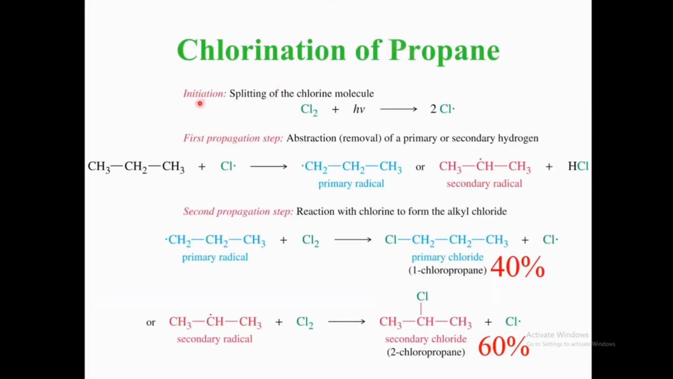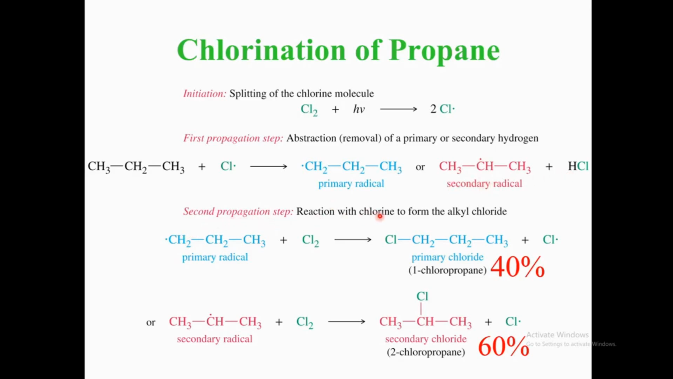Chlorination of propane, as you can see, the first step is initiation, splitting of the chlorine molecule, Cl2 plus h nu, to give you the chlorine radical. Second step is a propagation step, abstraction, removal of a primary or secondary hydrogen. So these are all primary hydrogens, and what happens is this CH3 loses its 1 hydrogen to give you the primary radical, which rearranges to form secondary radical, and HCl.